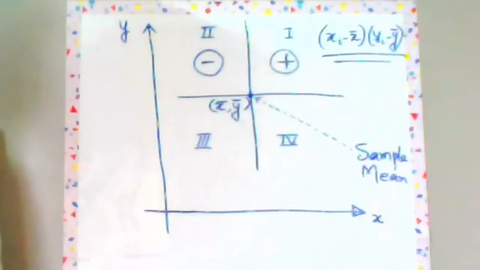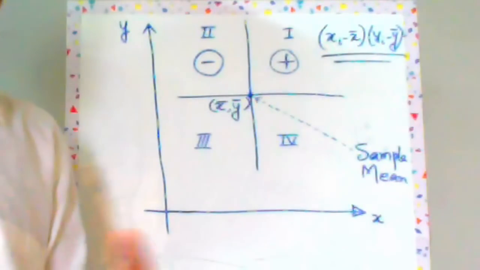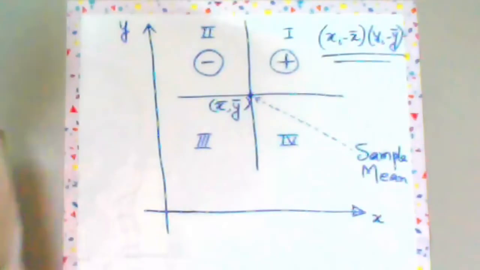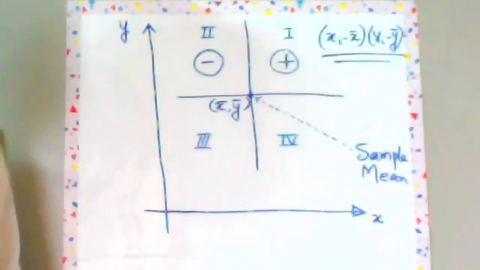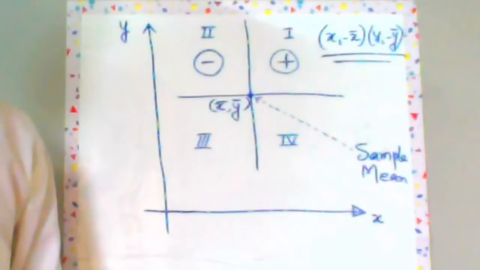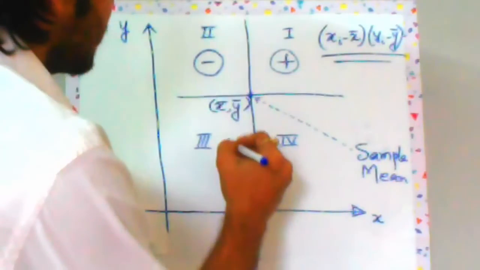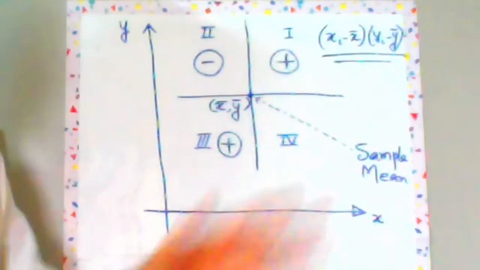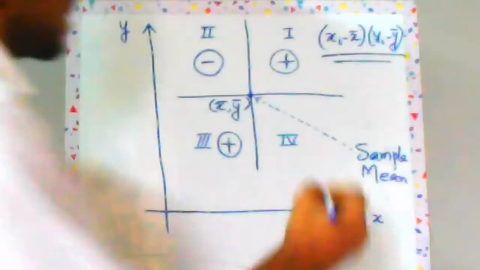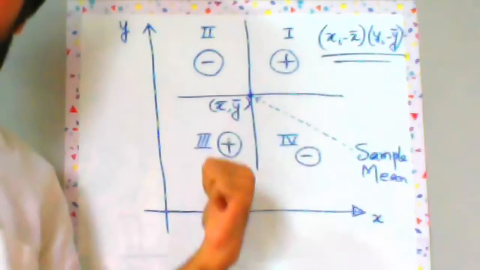Come to quadrant 3. In quadrant 3, both the values, both the deviations are negative, because if you move to the left, x decreases. If you move to the bottom, y decreases. And both have decreased from their sample means. So negative into negative, positive. So quadrant 3 is positive. What about quadrant 4? You can figure out the same kind of analysis and realize that even this is negative. So quadrant 1 and quadrant 3.